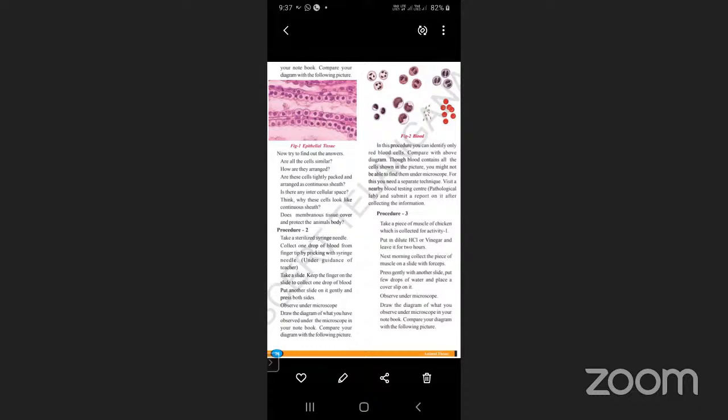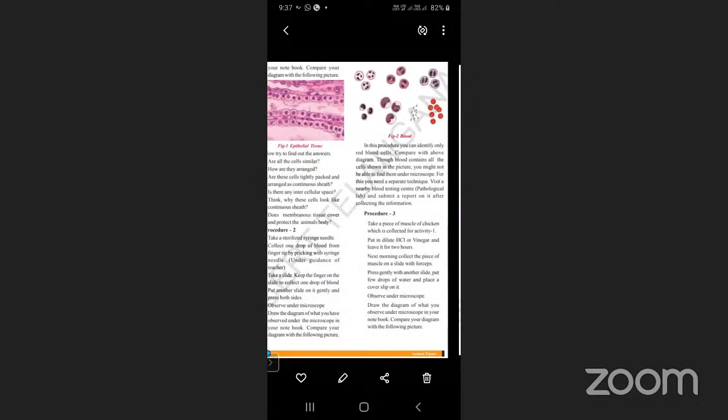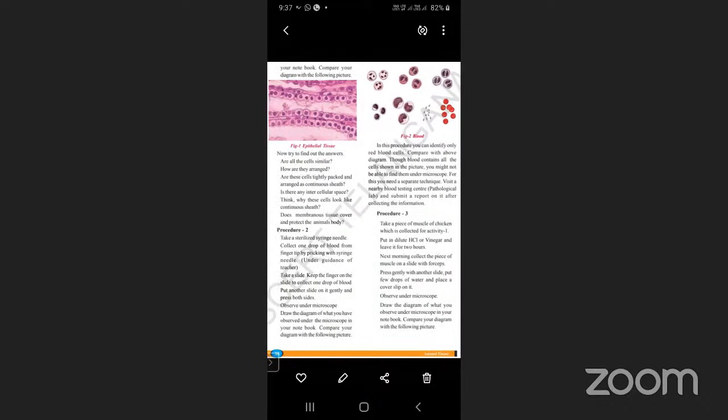We can see only blood cells, and the rest of the cells are also there, as tissues, a group of cells is tissue. If you need to get that information, you have to go to a pathological lab, a blood testing center, and you can get that information and submit a report on it after collecting the information. Then in the next class let us go for procedure 3.